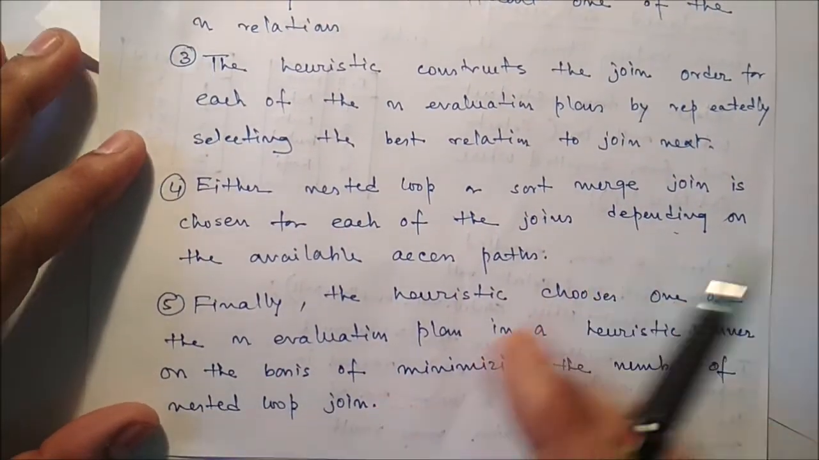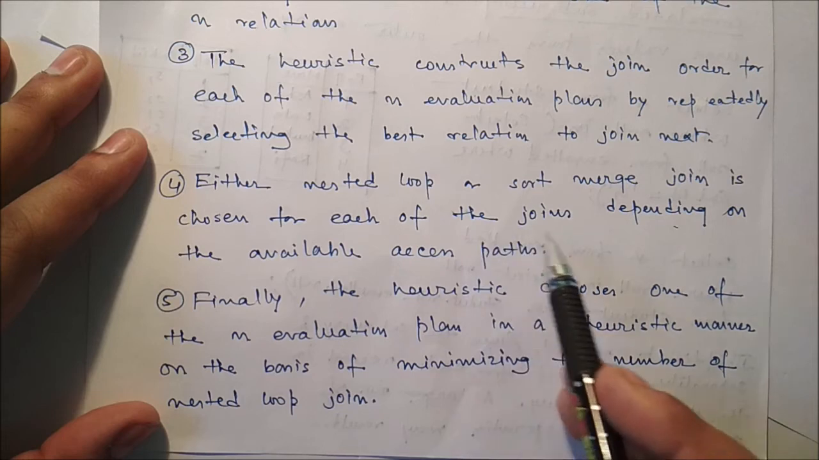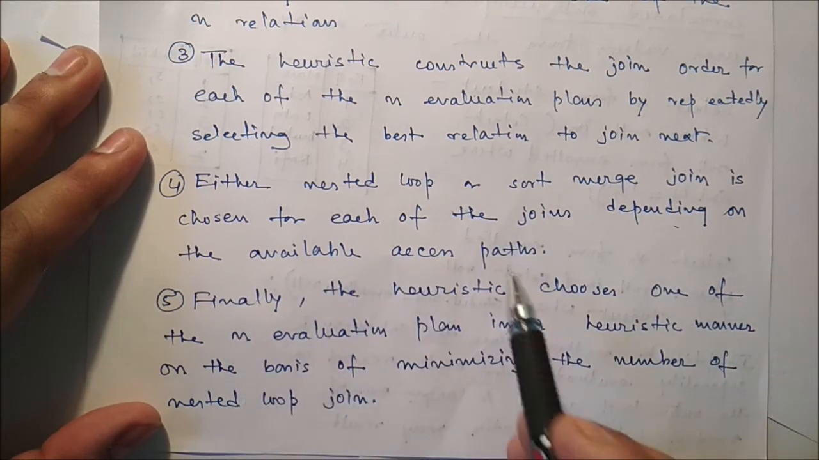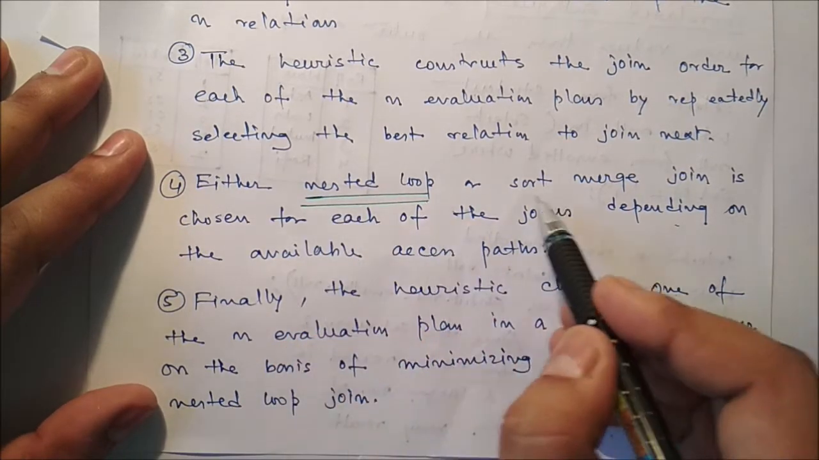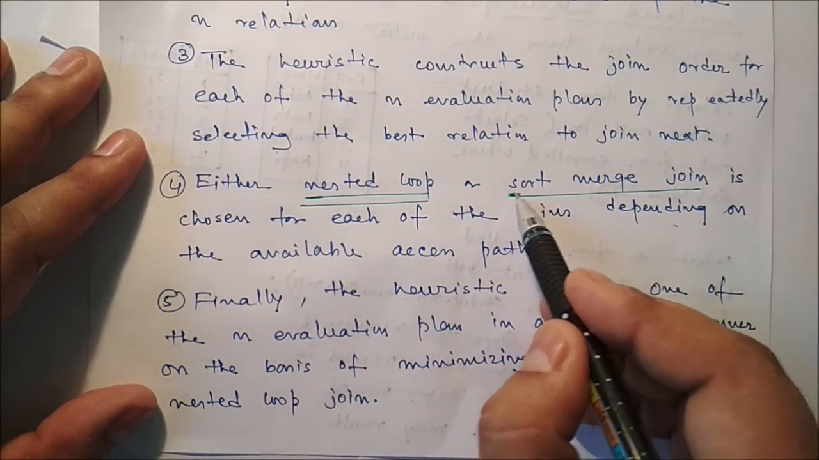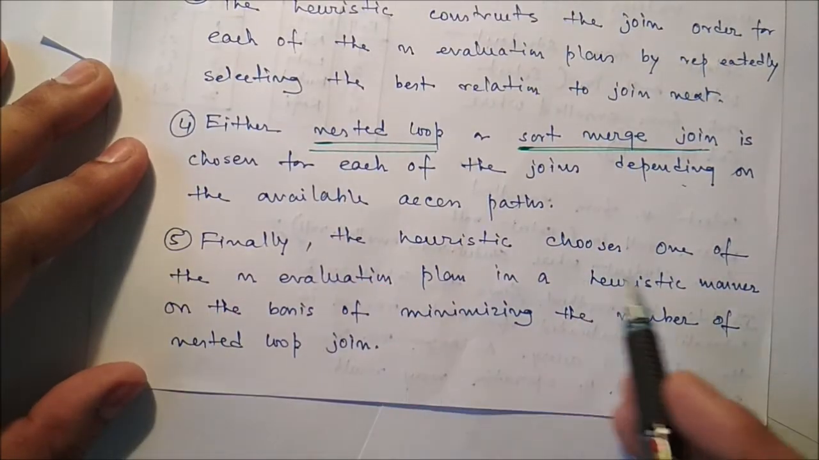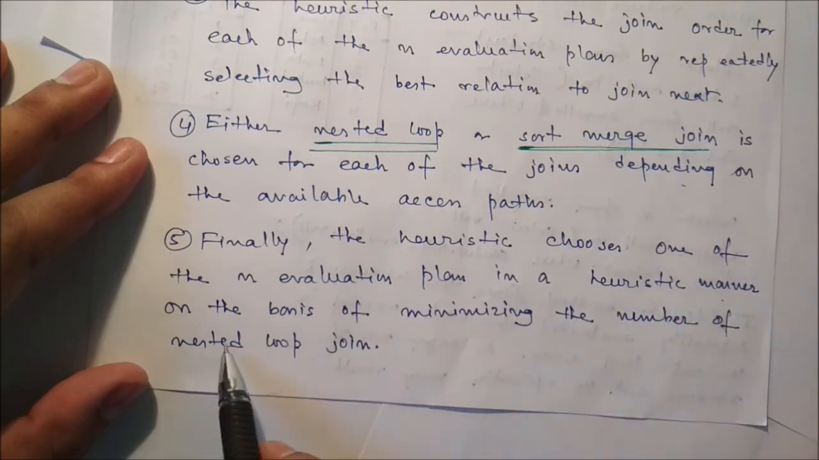Now either nested loop or sort merge join is chosen for each of the joins depending on the available access path. We have already discussed nested loop join and sort merge join in detail. Please watch our previous video. Finally, the heuristic chooses one of the n evaluation plans in a heuristic manner on the basis of minimizing the number of nested loop joins.